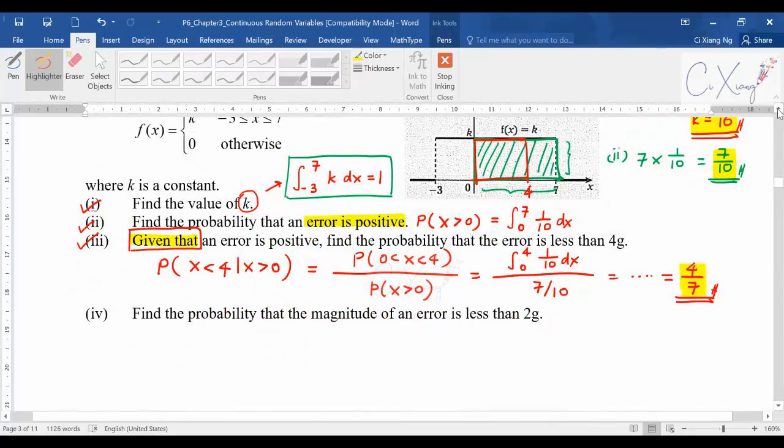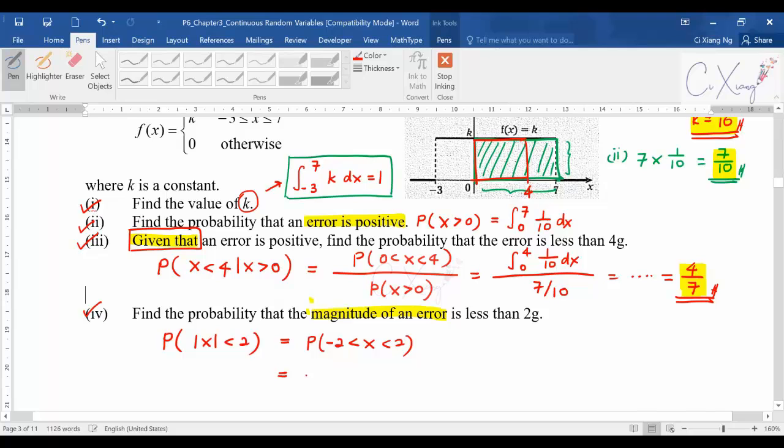And the last one, part number 4. Okay, so for part number 4, they said the magnitude of error is less than 2. Magnitude means what? Means modulus. Alright, so the modulus of error, meaning the magnitude of error, is smaller than 2. Okay, so you learned the modulus function before, right? So when you have modulus x smaller than 2, what will you have? You will have x between negative 2 and 2.